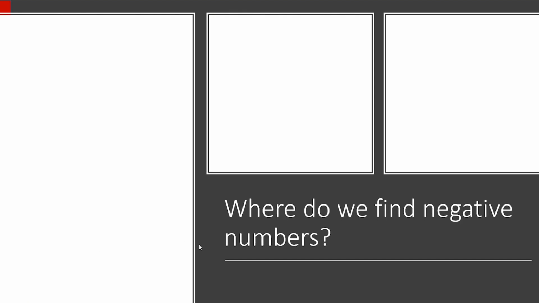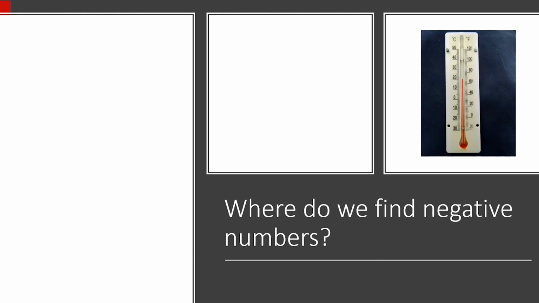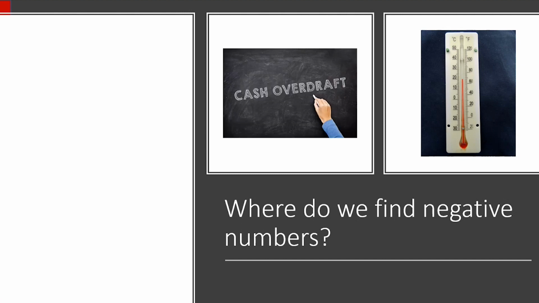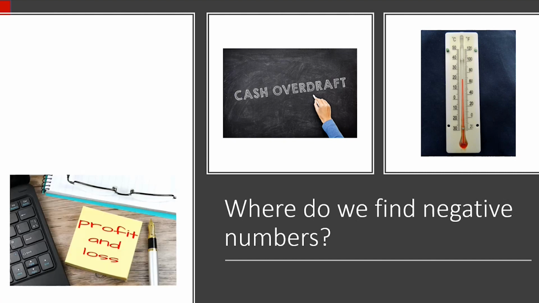Well, there's a number of different contexts. One is temperature, where we've got temperatures above zero and below zero. So anything below zero will become a negative temperature. Also, where you've got a cash overdraft at your bank account, you've got negative numbers there, especially when you're in your overdraft. And then you've also got profit and loss. You can have negative numbers there.